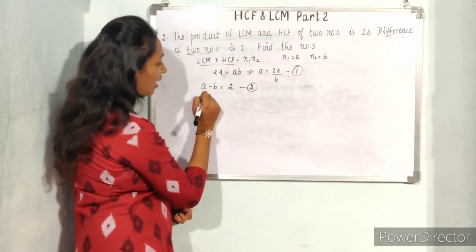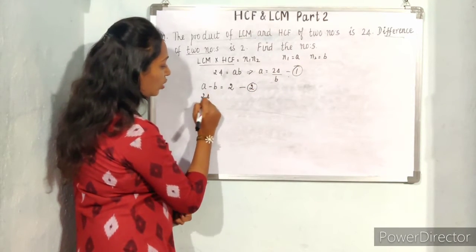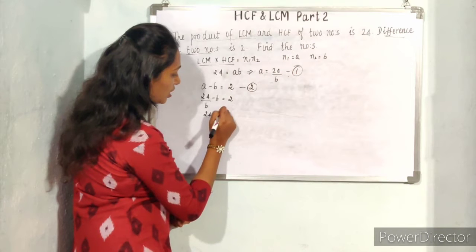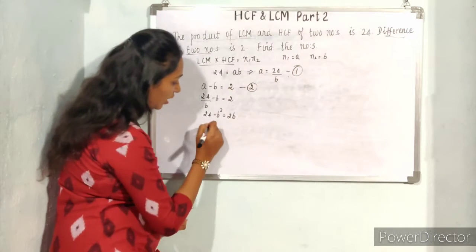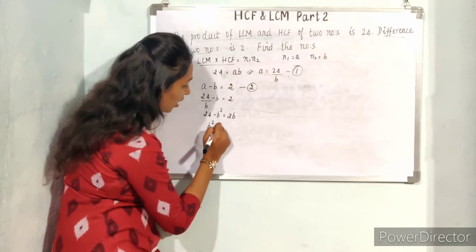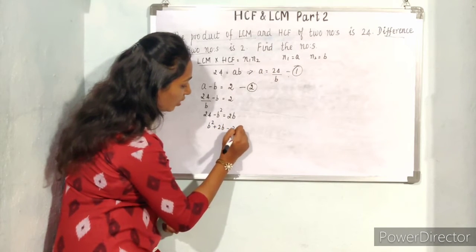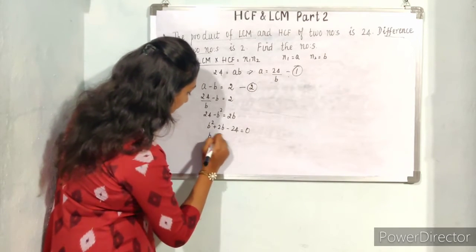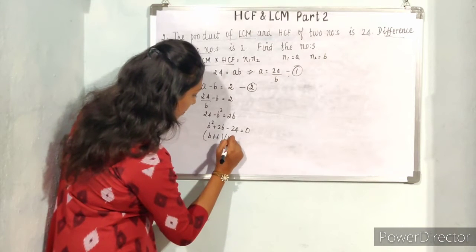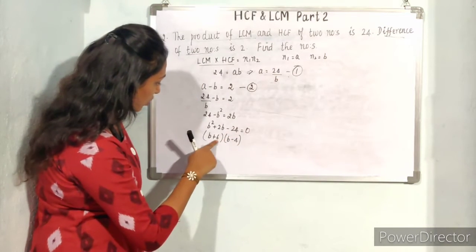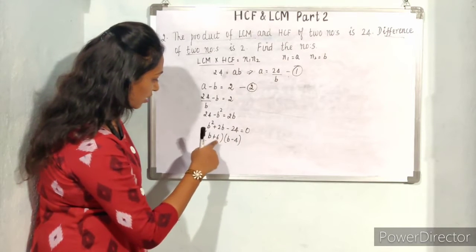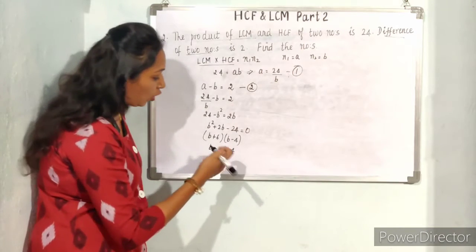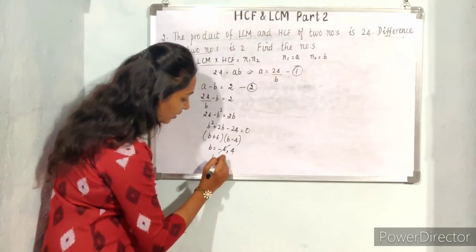Now substitute this here. Instead of A, we can substitute 24 by B, so 24/B minus B equal to 2. So we'll get 24 minus B square equal to 2B. If we take it to the other side, we get B square plus 2B minus 24 equal to 0. If you factorize, you get (B plus 6)(B minus 4), because 6 into 4 is 24. So the value of B is equal to minus 6 and 4. The value of B cannot be minus 6, so we'll cancel this. So the value of B is equal to 4.